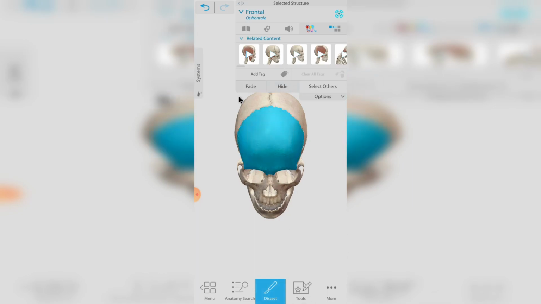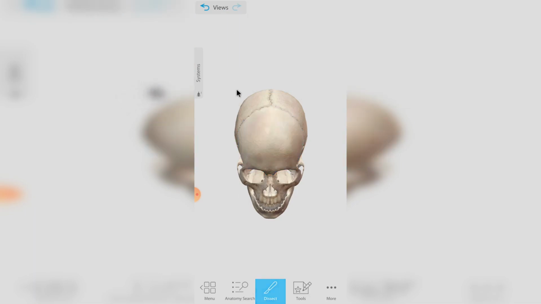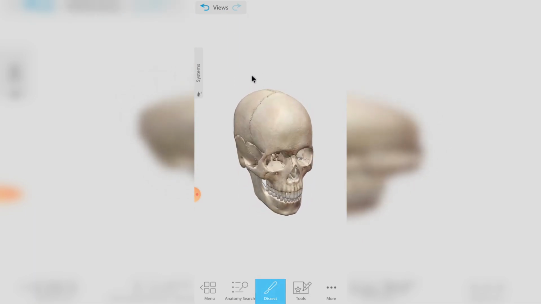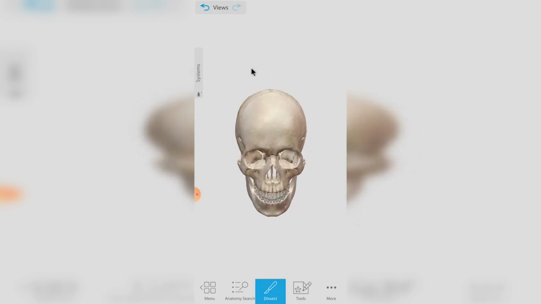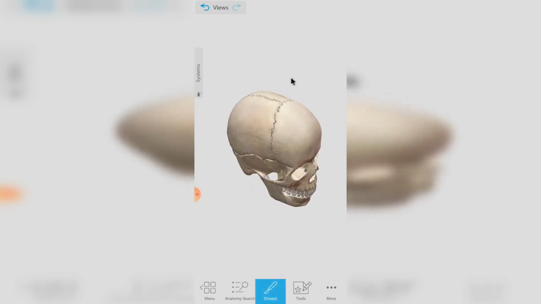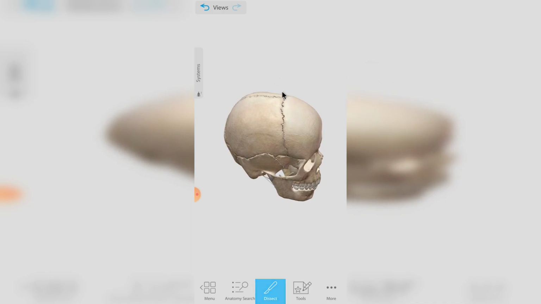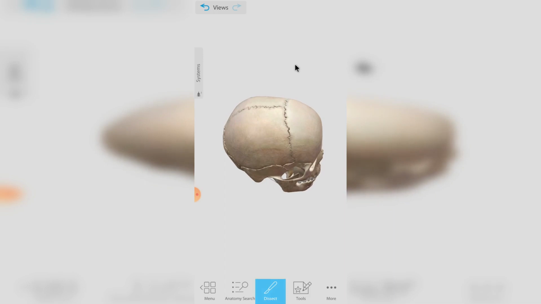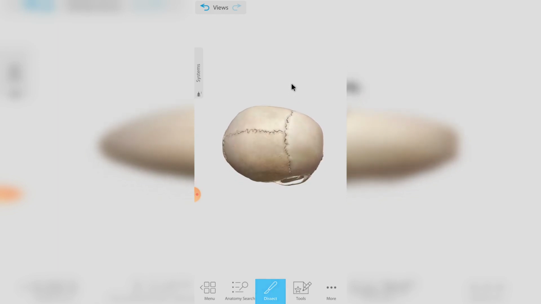The frontal bone is the largest bone. It covers most of the anterior aspect and superior aspect of the brain. It is connected inferiorly with the nasal bone and connected posteriorly with the parietal bone. The suture which separates the frontal bone from the parietal bone is called the coronal suture. It looks like a crown, therefore it is called the coronal suture.